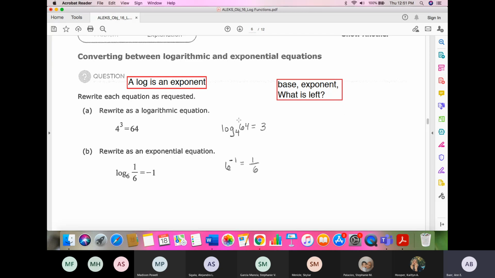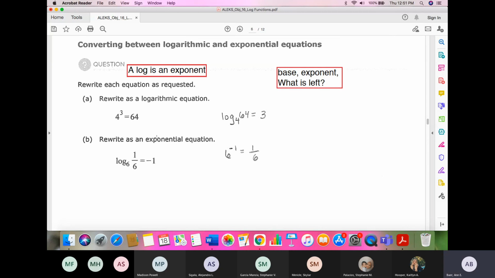So the exponent of 3 goes on the other side. And what's left is the argument. What's left is the argument 64, that goes right here on the normal line of writing. So that's all you need to do to rewrite this as a logarithmic equation.